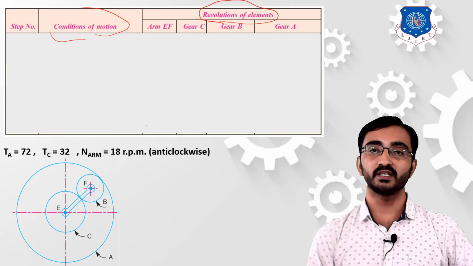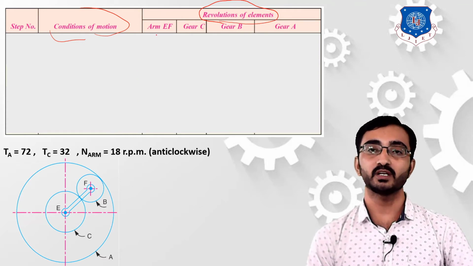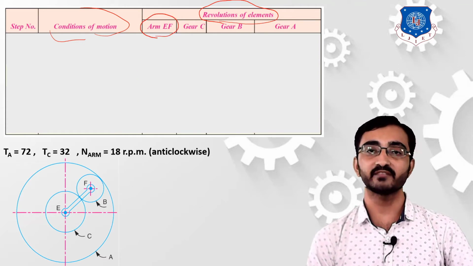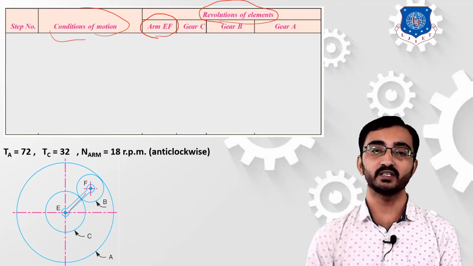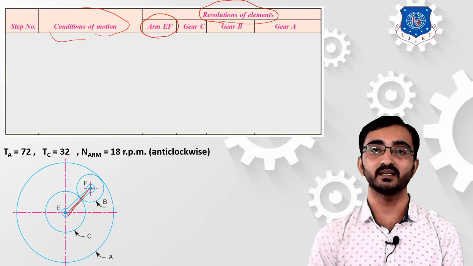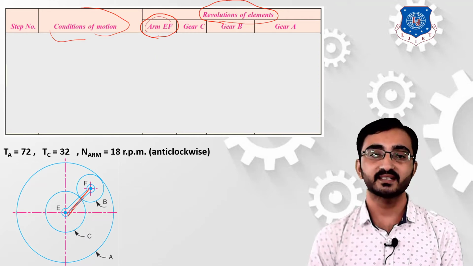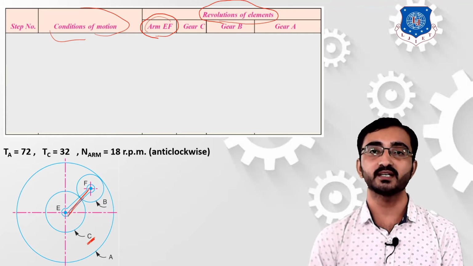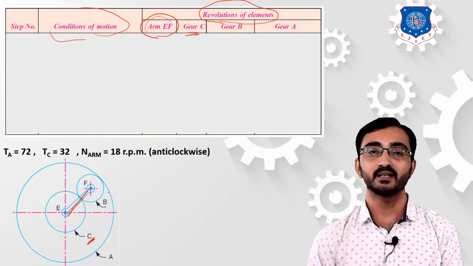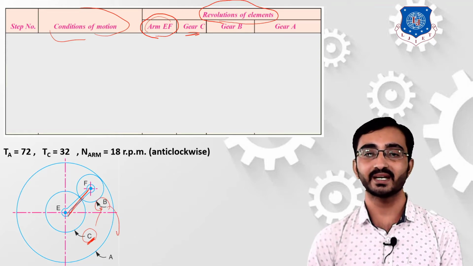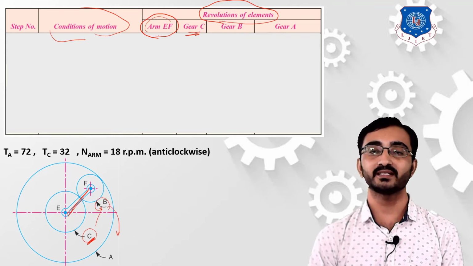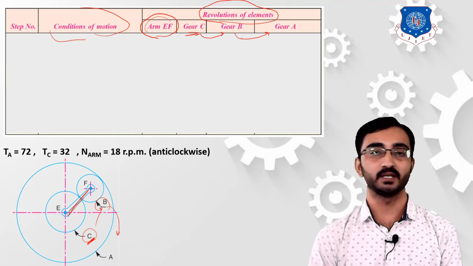Remember one more thing: in each and every numerical we will always consider the arm as the first element, and we will always mention the arm first. So over here arm EF is the first element. Now let's consider the second element, starting with the central portion: gear C is the second element. Gear C is connected with gear B, and gear B is connected with gear A, so we select in the same sequence: gear C, then gear B, then gear A.